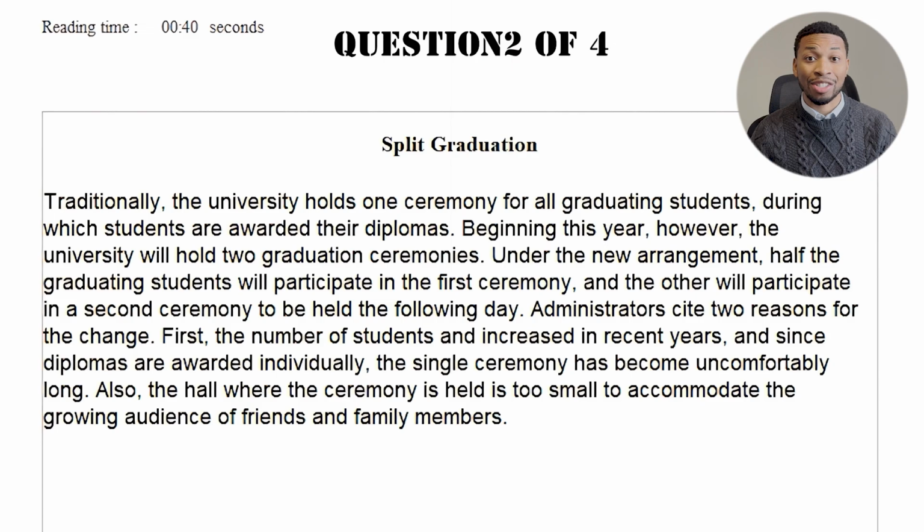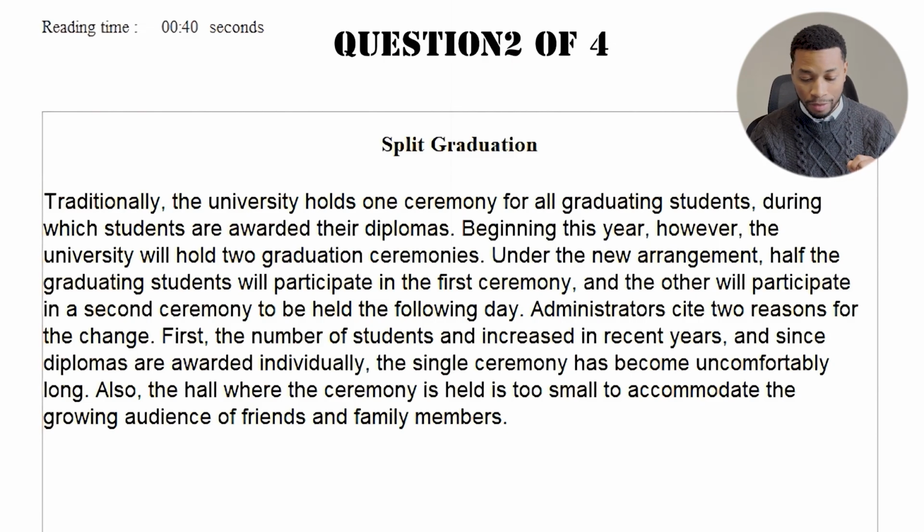Thankfully, here in this passage, we have first and second, right? So let's take a look. We have 2 keywords that will really help us: first and also. So we already know exactly where our A and B will be. So let's continue reading to find those keywords. Under the new arrangement, half the graduating students will participate in the first ceremony, and the other will participate in a second ceremony to be held the following day. That is not important. Actually, if I'm reading, I will skip that. I'm going to directly skip to first and second. So actually, let's do that right now.